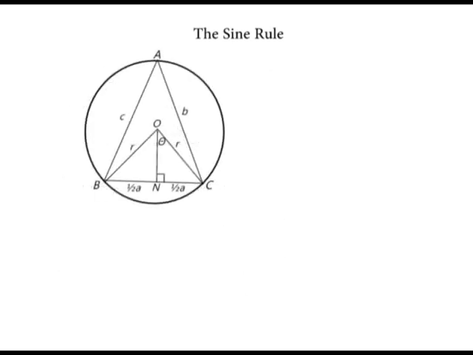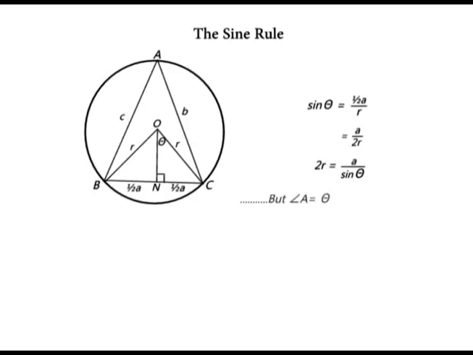Further on, now consider this figure. The radius of the circle is r. BC is equal to A, AB is equal to C, and AC is equal to B. Sine theta is equal to half A over r, because ON bisects BC at right angles. That is equal to A over 2r. Therefore, 2r is equal to A over sine theta. But then theta is equal to angle A.